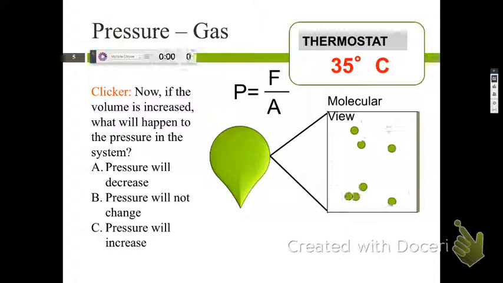So then let's think about, well, what if we expand that balloon then? What if it's at 35 degrees, but we expand the balloon now? We give it more room for those molecules to move. What's going to happen to pressure? And I want your justification for why on the molecular perspective again. Go ahead and answer that. That's question 5.